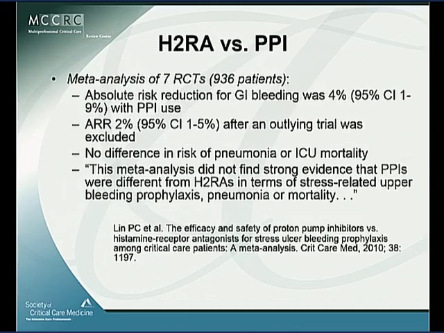There are several meta-analyses that derive different conclusions as to which you should be using. This one was published in 2010. This has 7 randomized controlled trials in it, and they show that absolute risk reduction for GI bleeding, 4% if you used PPI. After you took one outlying trial out, it was down to 2%, and their bottom line was it really didn't matter whether you used H2 blockers or PPIs. So if you would worry about the side effects of those, at least this Lynn study meta-analysis would prompt you not to use it.